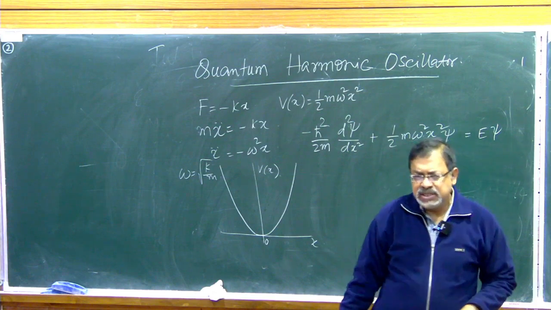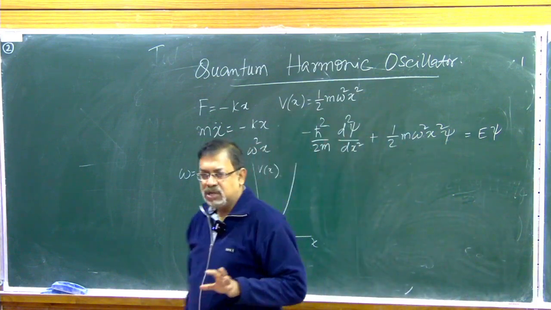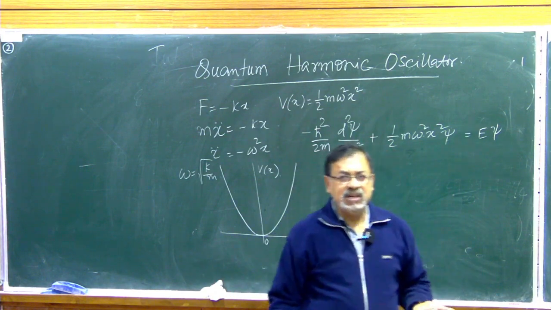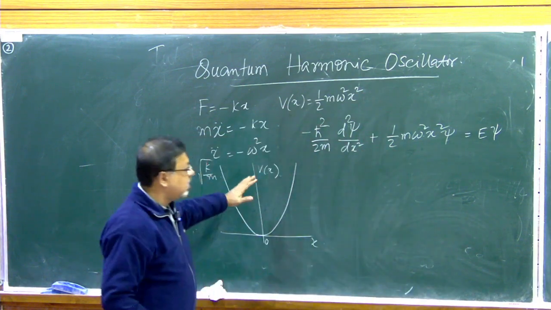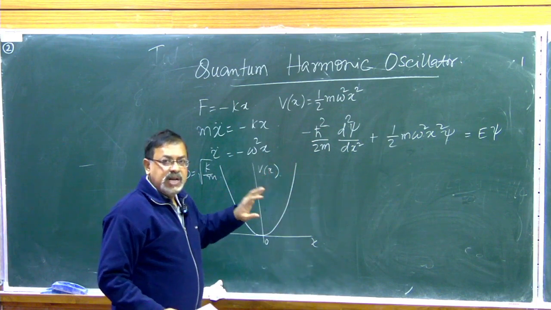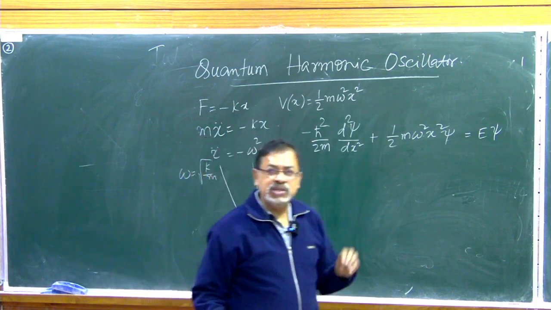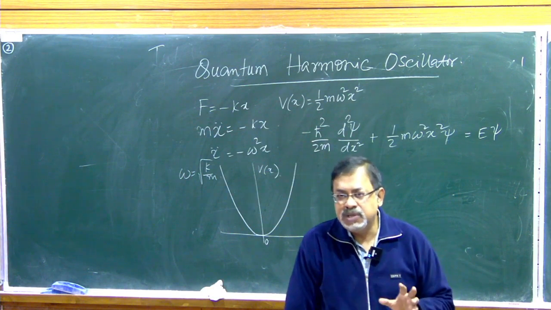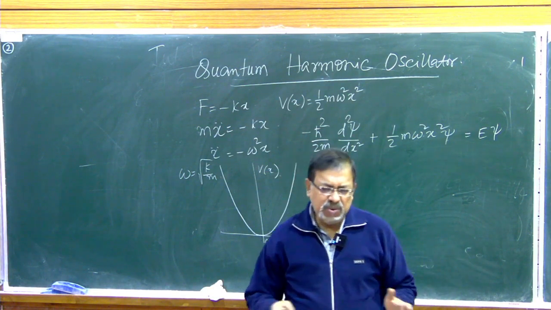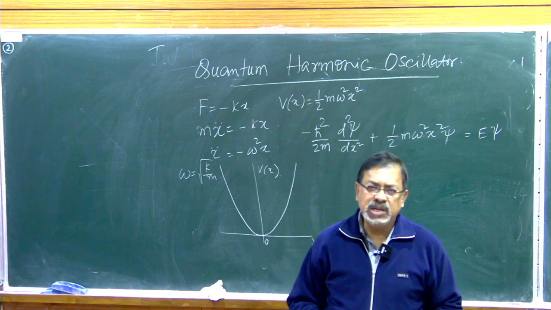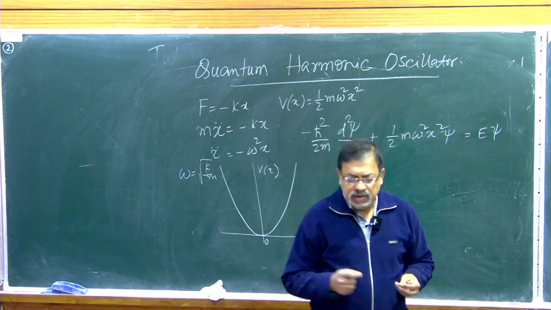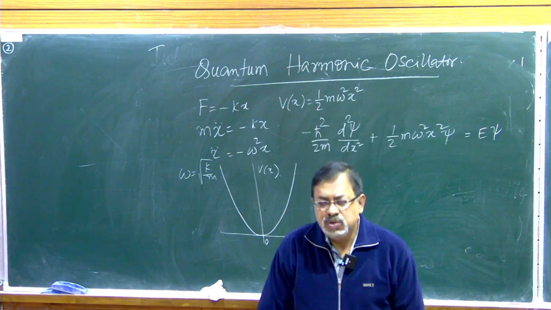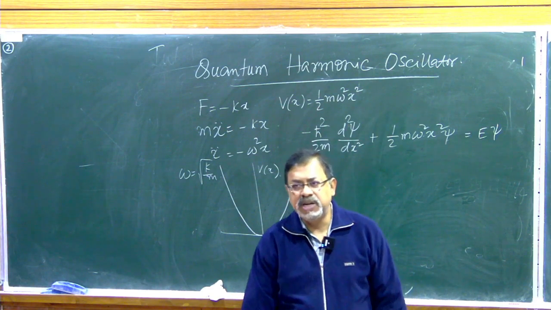Now, this solution is not easy and cannot be done in a course which is at this level. So we will skip the solution because it contains a large number of steps, and there is something like Weber's equation that you have to convert it to, and then you have to convert it to what is called Hermite's equation, and the solution will finally come out in the form of Hermite polynomials.